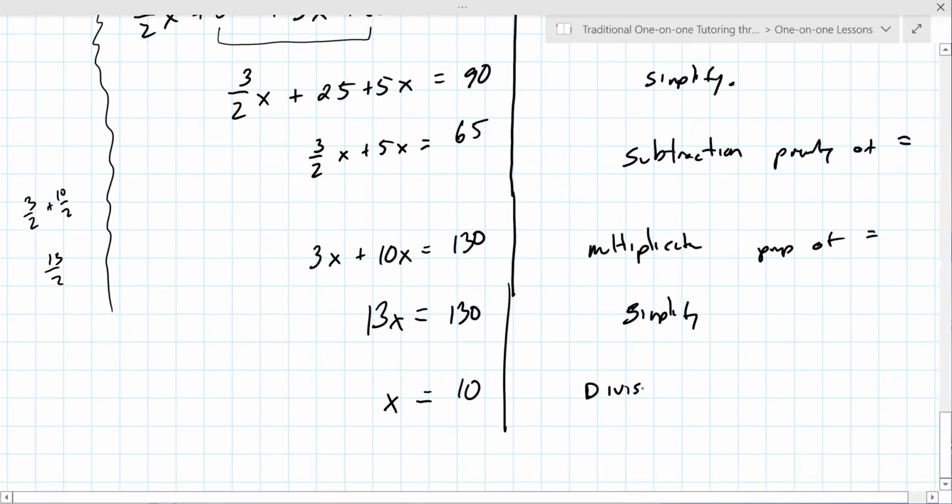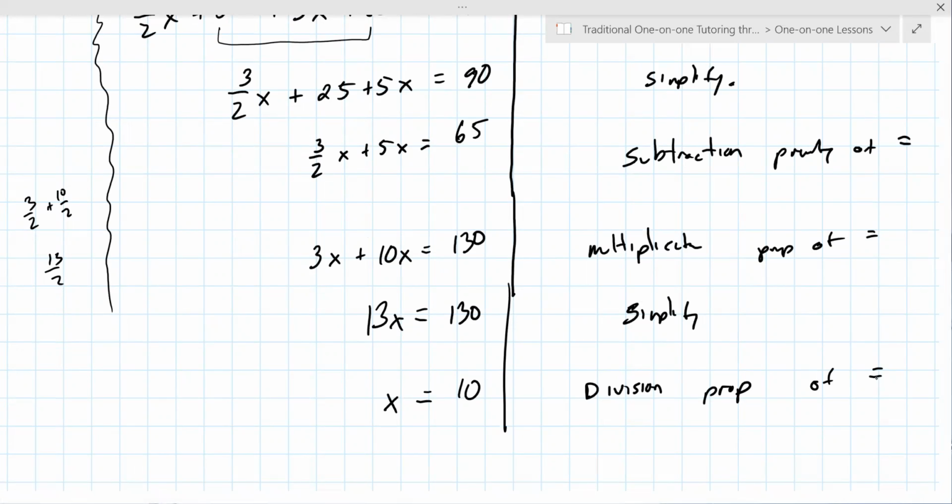130, and then you would divide like terms? No, division property of equality. Division property of equality. All right. Maybe I can just write an abbreviation key chart or something. Check with your instructor before doing that.